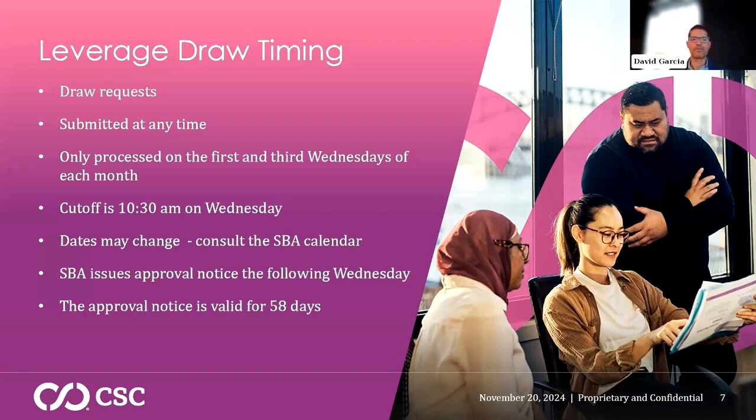Once the SBA receives your leverage draw request, they usually approve it within the following week, which is the following Wednesday. Now you have approval notices, and the notices are valid for only 58 days. Keep in mind, if they expire, there are no penalties or extra charges from the SBA for unused and expired approval notices.